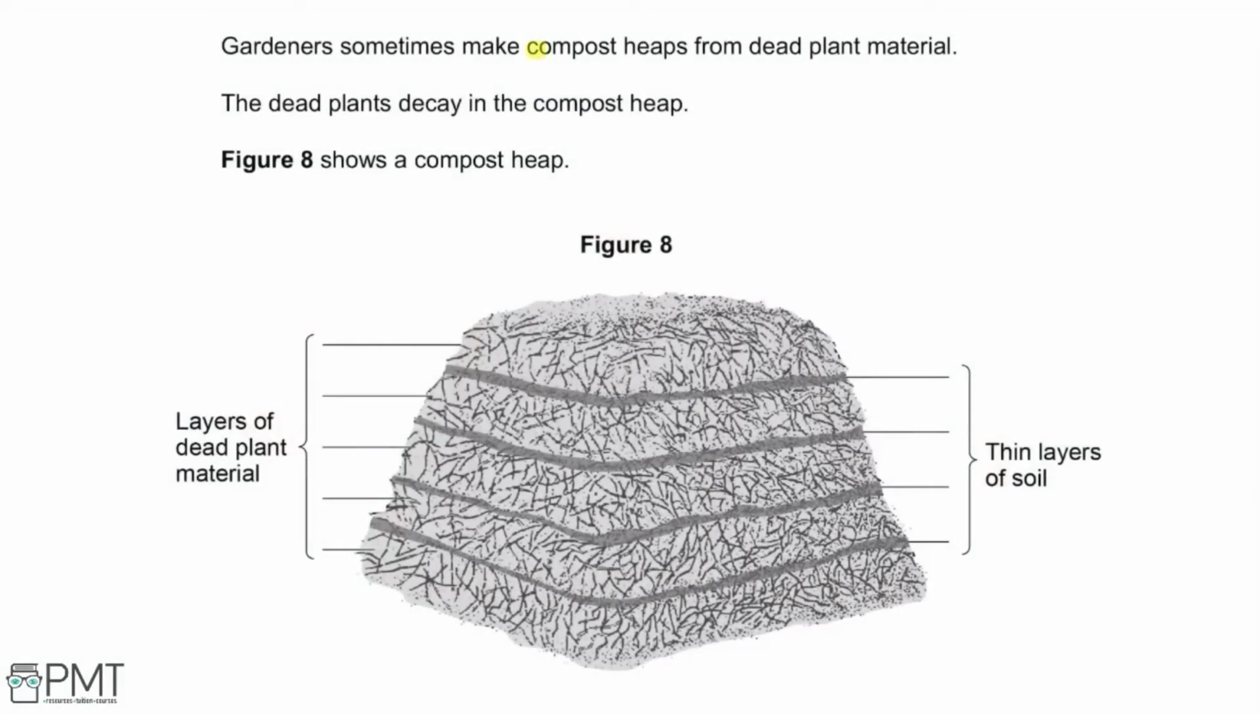Gardeners sometimes make compost heaps from dead plant material. The dead plants decay in the compost heap. Figure 8 shows a compost heap. So below we've got figure 8, and you can see the layers of dead plant material are the thicker bands, and the thin layers of soil are the thinner, darker bands.